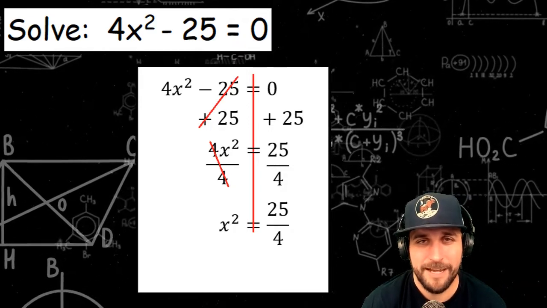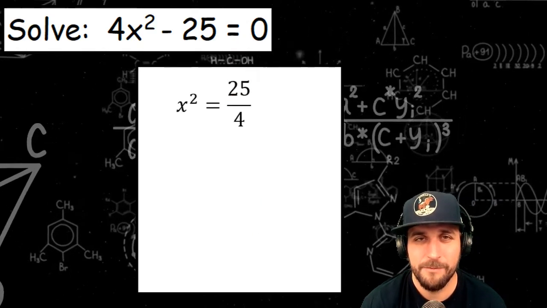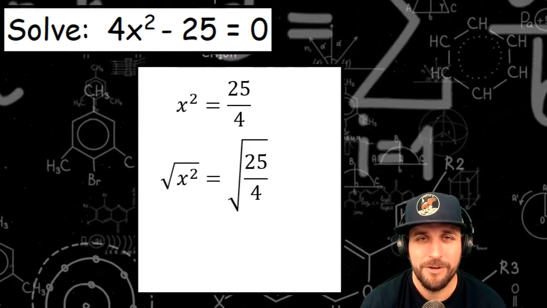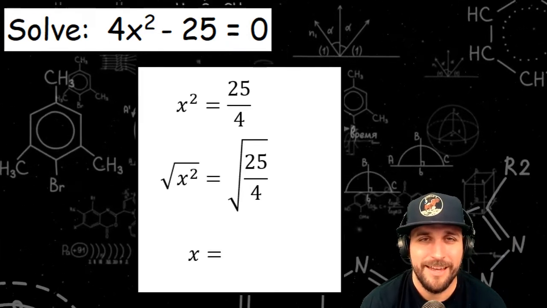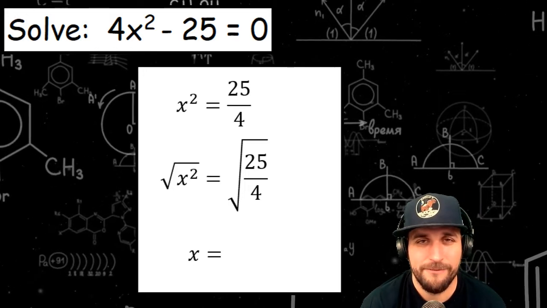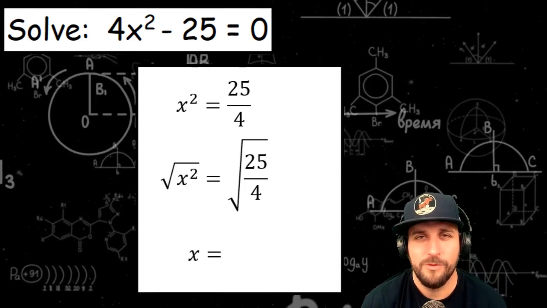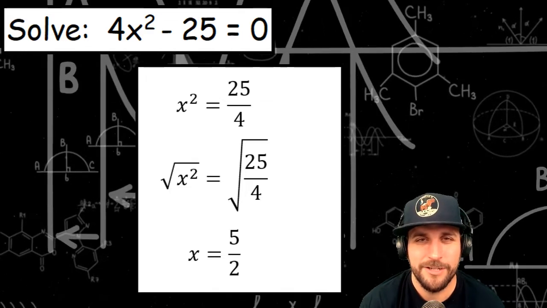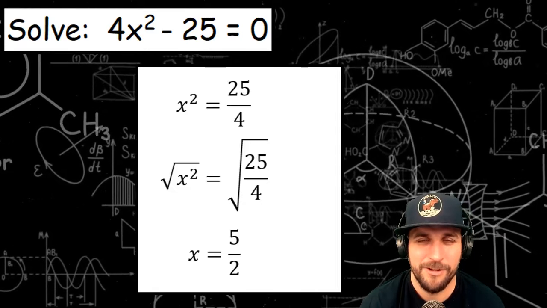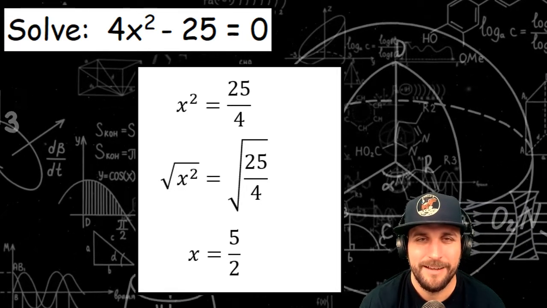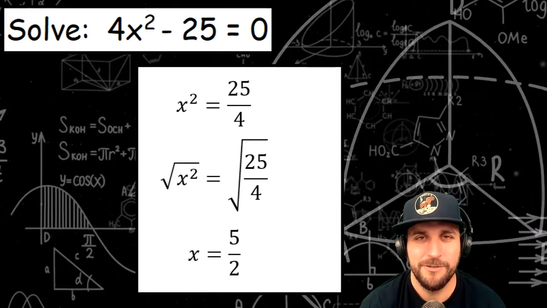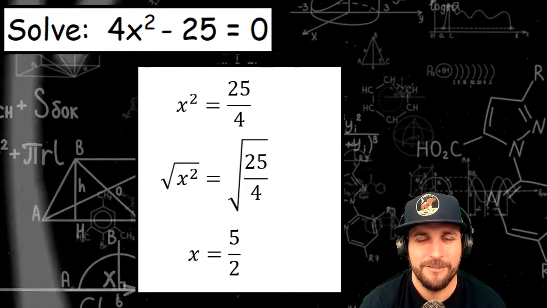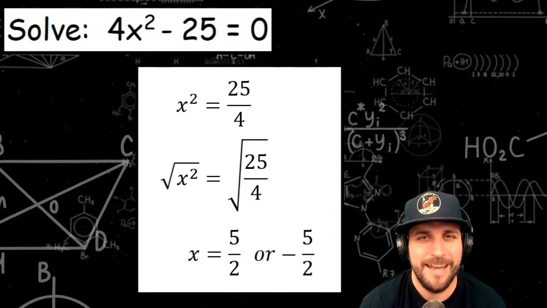Now I have x squared by itself equaling a number, 25 fourths. So I square root both sides. Square root of x squared is just x, and that equals the square root of 25 fourths. So what times itself would get us 25 fourths? 5 over 2. You can think of it as square rooting the top and the bottom. 5 over 2 times 5 over 2 would be 25 over 4. So x equals 5 halves, or x equals negative 5 halves.